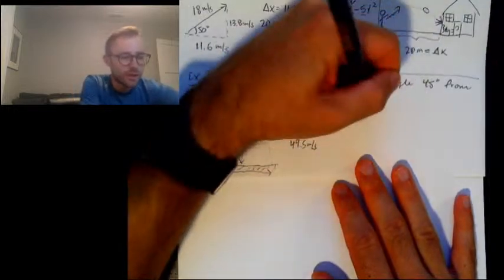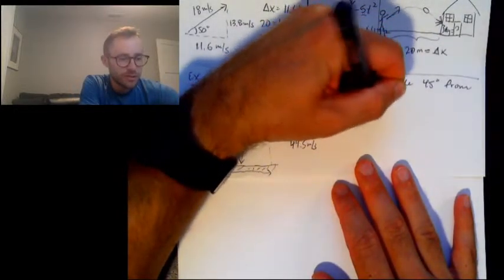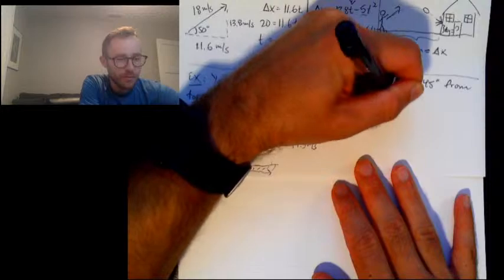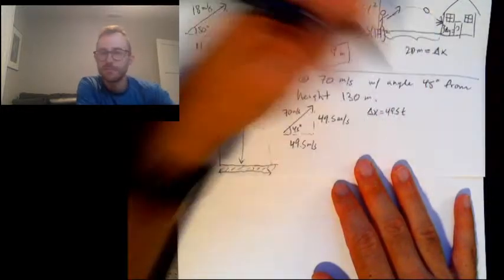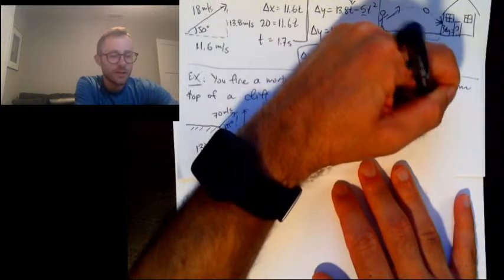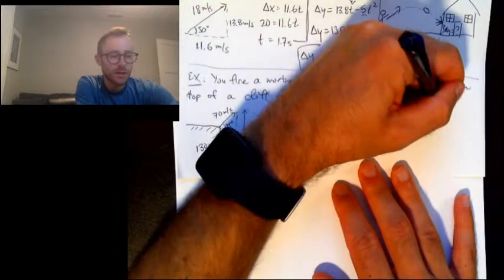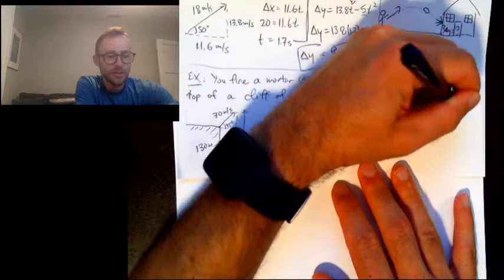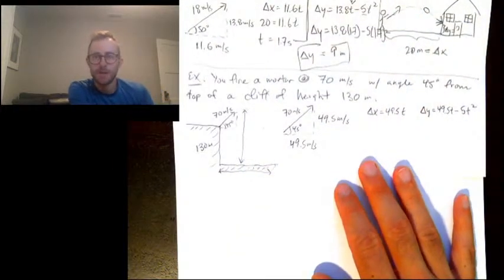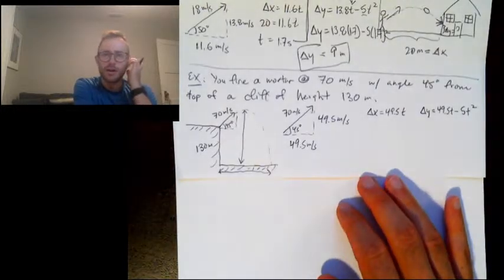Now we get our delta x equation. Our delta x equation is going to be 49.5t, and our delta y equation is going to be 49.5t minus 5t squared. Okay?